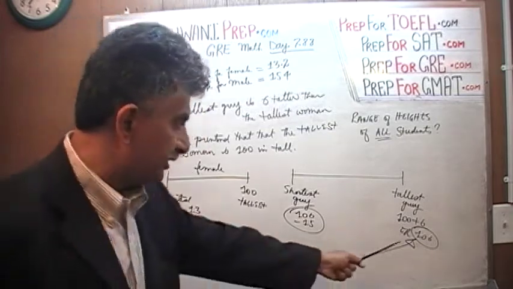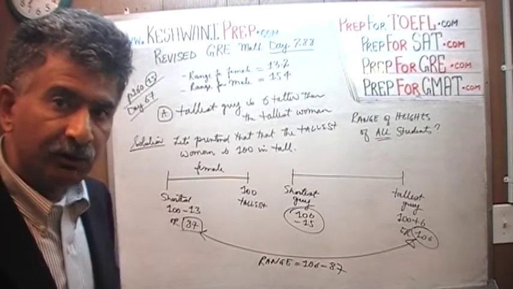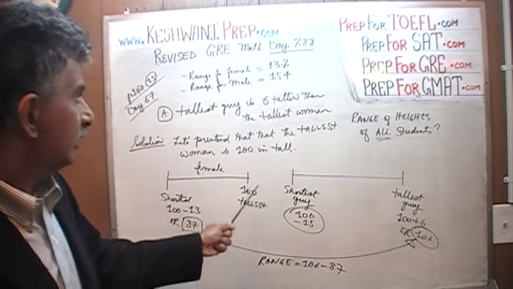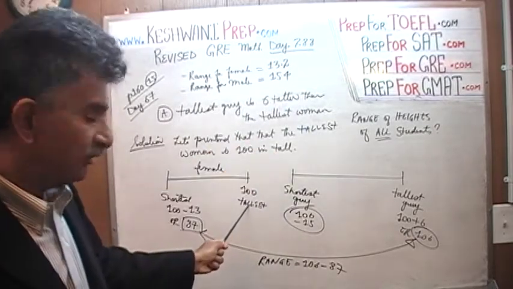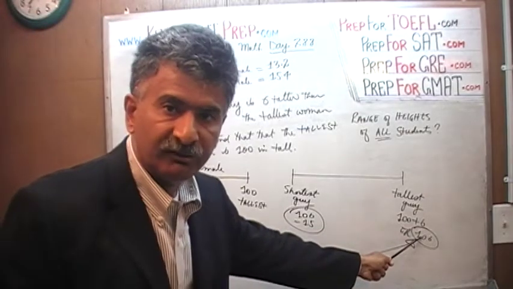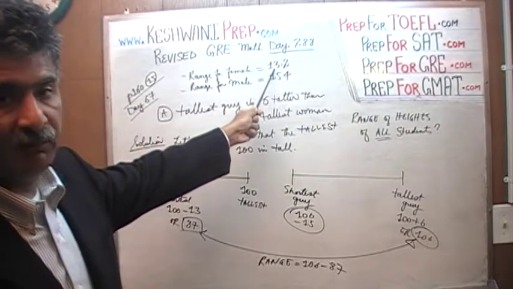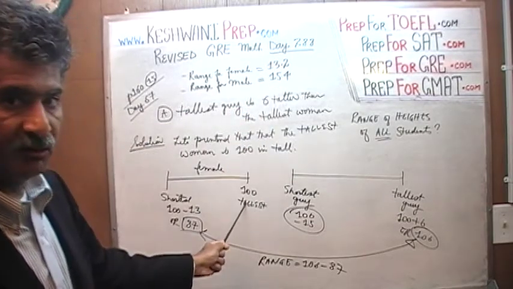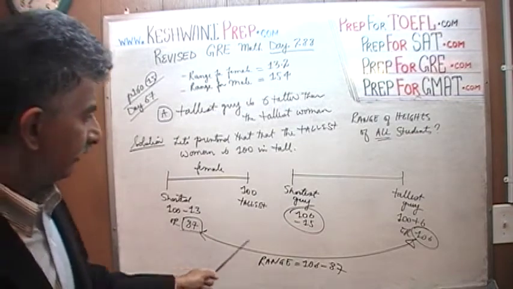This is your range. One more time, very quickly, I'm going to go through it. We pretended that the tallest woman was 100 inches. If the tallest woman is 100 inches, we are told that the tallest guy is 6 inches taller than the tallest woman. So if she's 100, then he must be 106. We are also told in the problem that the range for female is 13 inches. If the range for female is 13 inches, and the tallest one is 100 inches, the shortest one must be 87 inches. So there you go, your range is from 87 to 106.